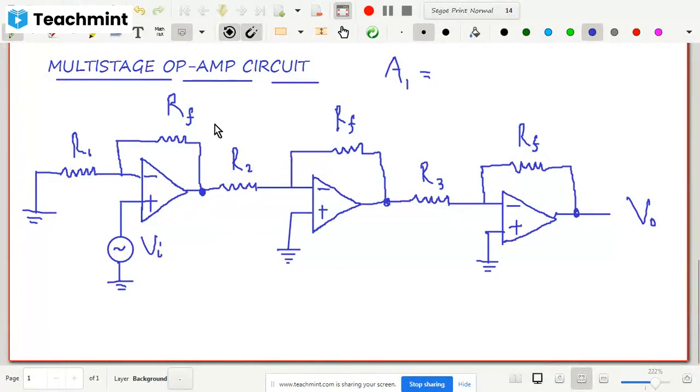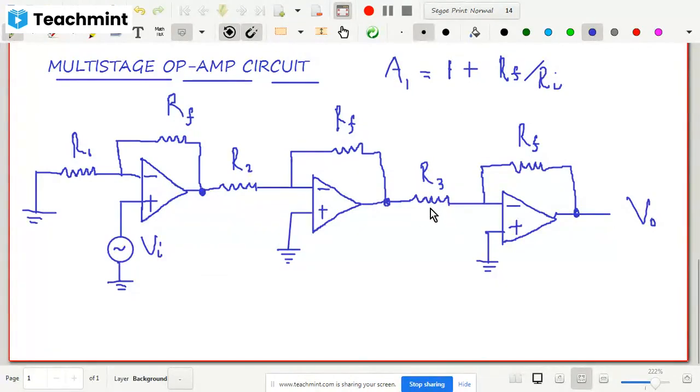I could not hear you properly. Just remember that this is your non-inverting amplifier. The first stage is your non-inverting amplifier because the input is given to the plus terminal. That is why the gain of this one is 1 plus RF divided by RI, isn't it? So this is the gain of the first stage.